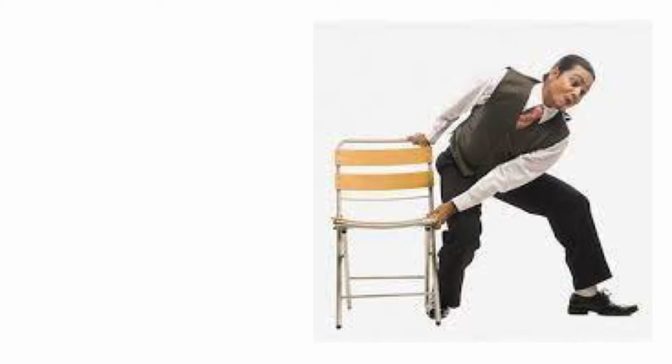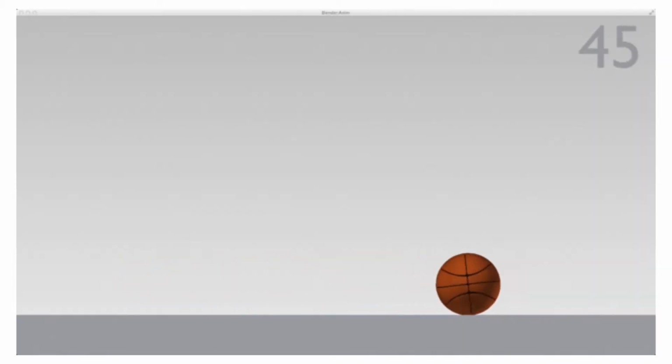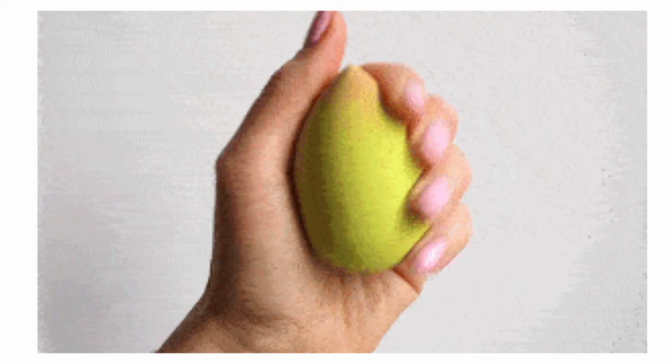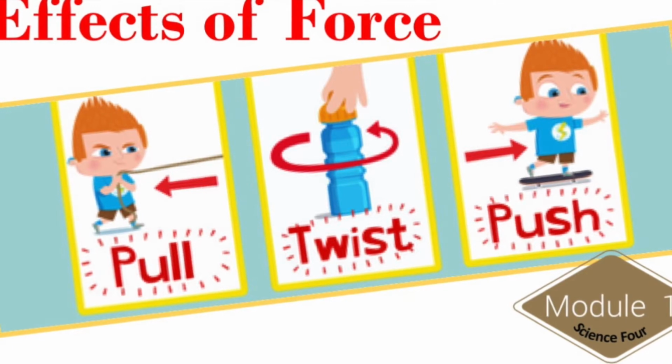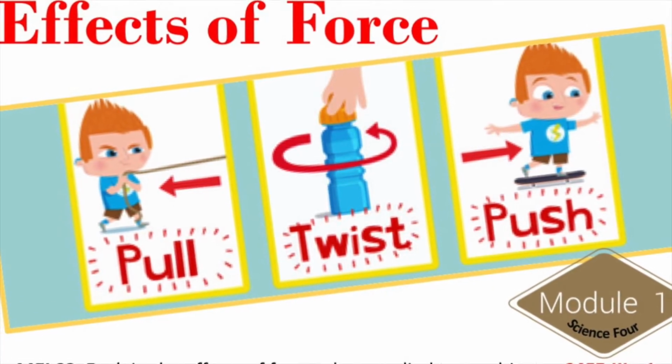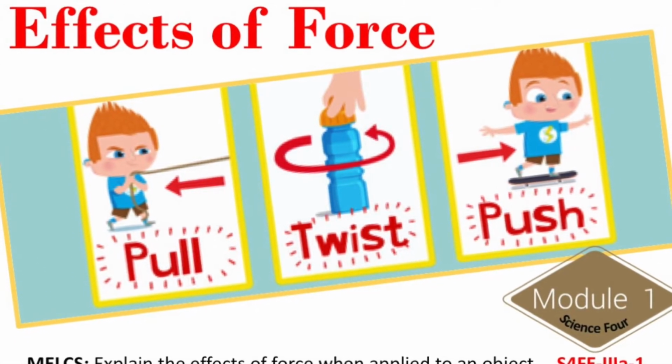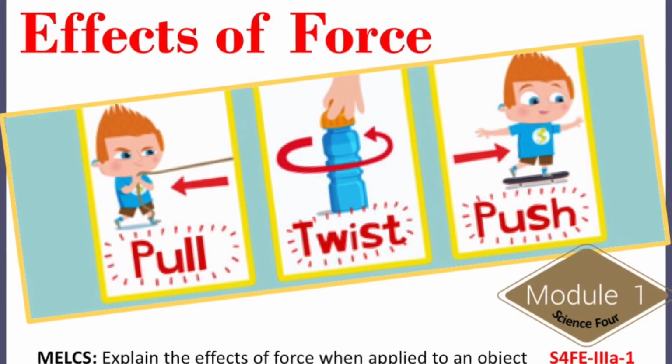If you answer them all correctly, congratulations! Now, try pushing a chair, then pull it. What happens? Roll a ball on the floor. What do you observe? Squeeze a sponge. What changes occur? Pushing, pulling, rolling, and squeezing can make things change and cause objects to move.